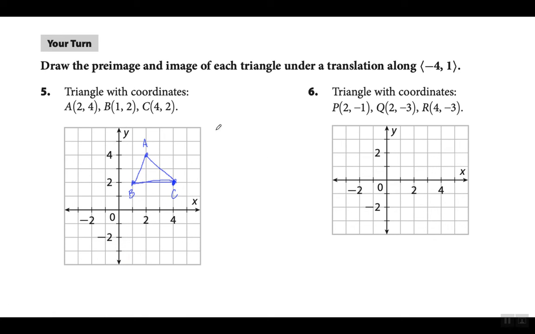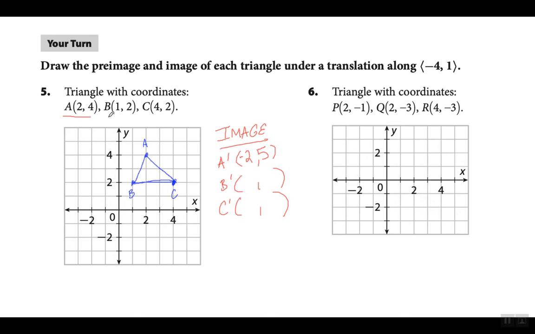Okay, so now I'm going to come up with the coordinates of the image here in red. Let me label them A prime, B prime, C prime, just to make it easier to keep track of what I'm doing. For point A, the x coordinate is 2, and the vector is telling me I got to subtract 4. So 2 minus 4 will give me negative 2. The y coordinate is 4, and this is positive 1. So that means I got to do 4 plus 1 to get 5.